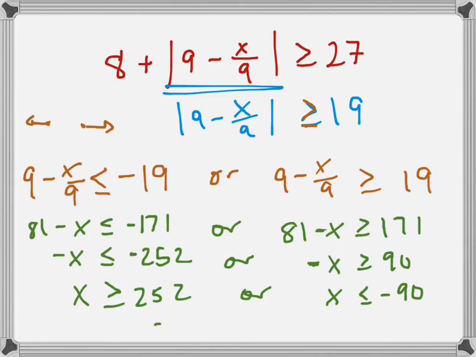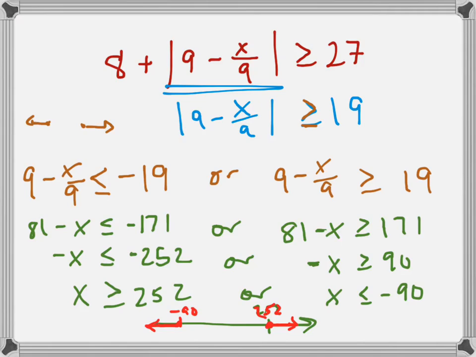And so here's my graph. Here's positive 252, and it's a closed circle going to the right. And here's negative 90. It's a closed circle going to the left.